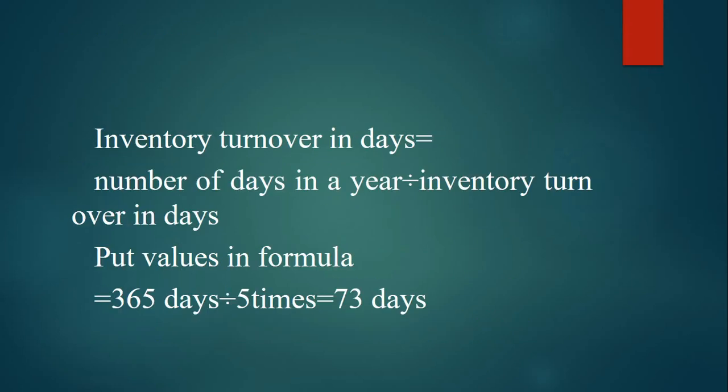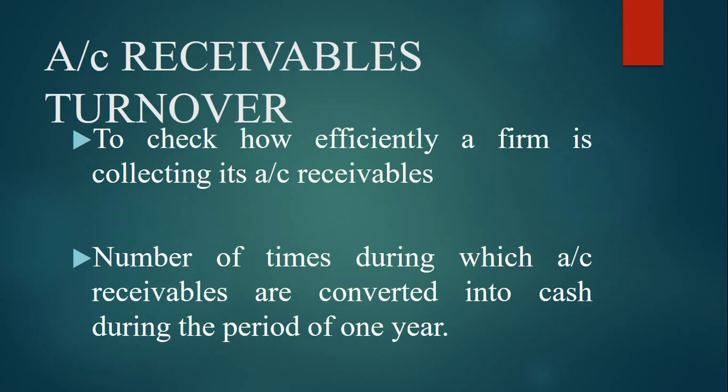Now we calculate the inventory turnover in days. This is the number of days in a year, which you may take as 360 or 365 days, divided by the inventory turnover that you have calculated earlier. This is the 5 times. It becomes 73 days. It means after each 73 days, your inventory is converted into receivables or cash.